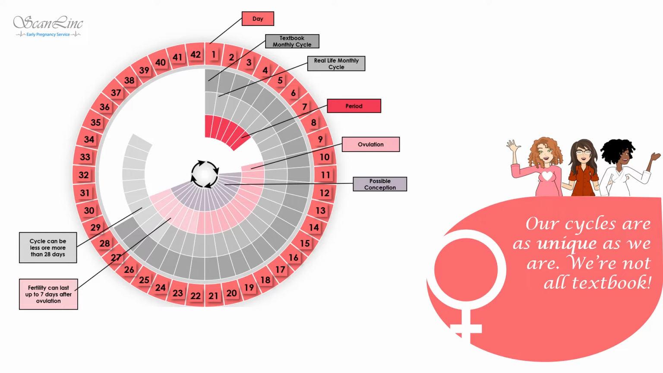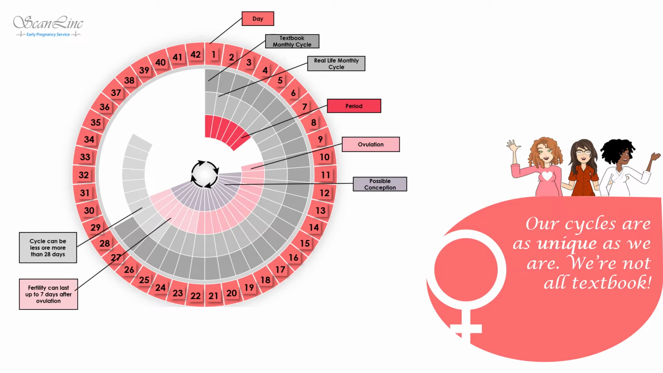Women who have tracked ovulation would also report that there's variation from month to month. Once ovulation occurs, fertility can last up to 7 days up to the moment of conception. So as you can start to see, none of this is textbook. Our cycles are all individual to each of us.